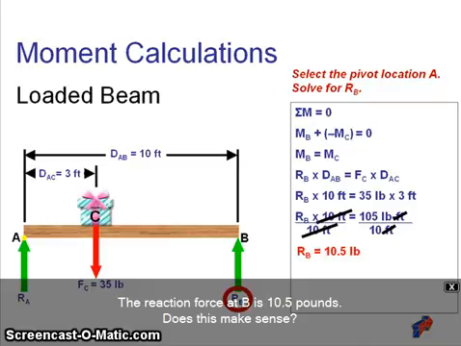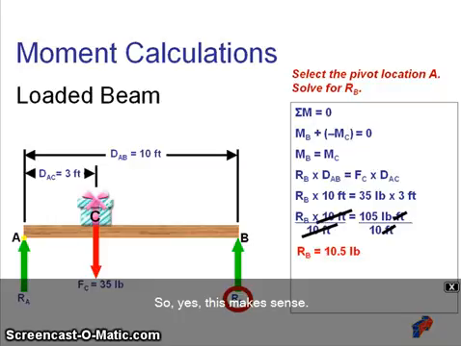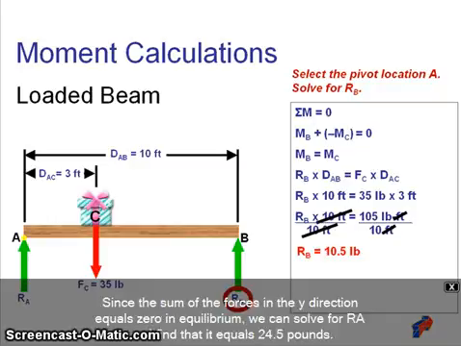Does this make sense? I would expect Rb to be sharing the 35 pounds with Ra, and I would also expect it to have less than half the load since the object is closer to A. So yes, this makes sense. In this simple problem, we can see that Ra and Rb acting upward support the 35 pounds acting downward. Since the sum of the forces in the y direction equals 0 in equilibrium, we can now solve for Ra and find that it equals 24.5 pounds.